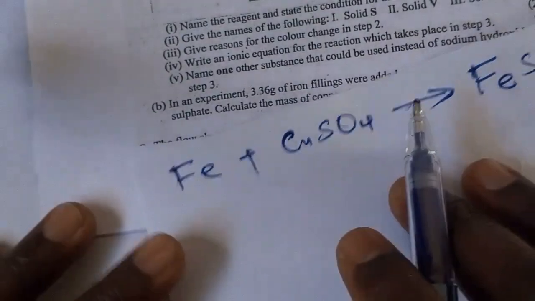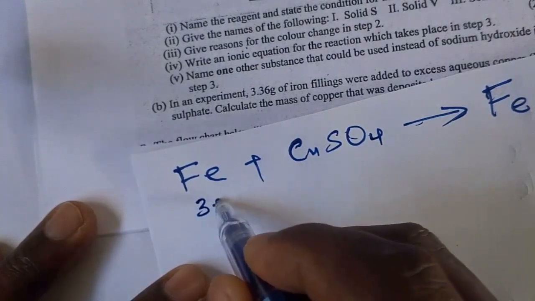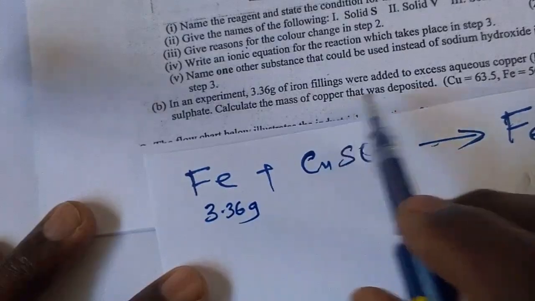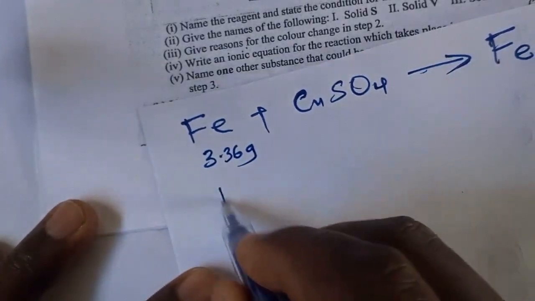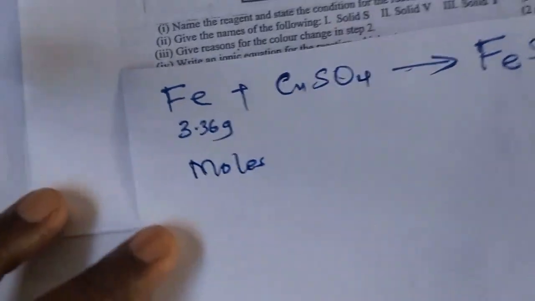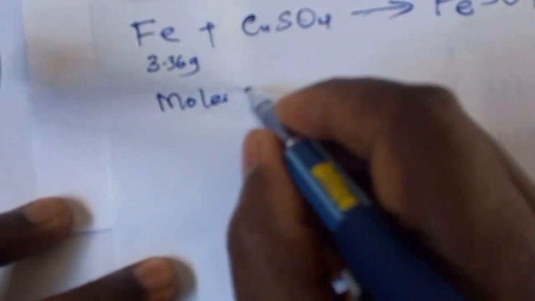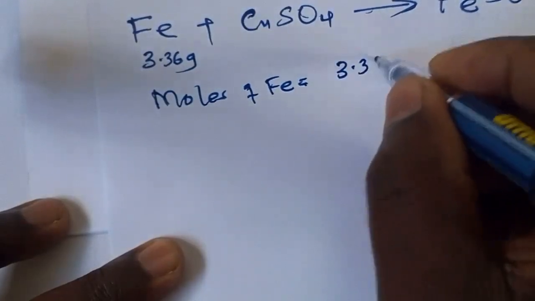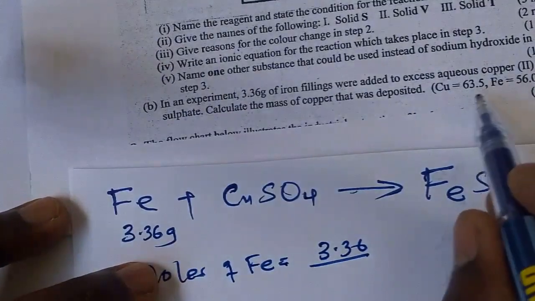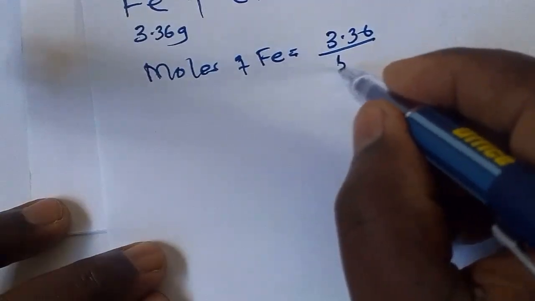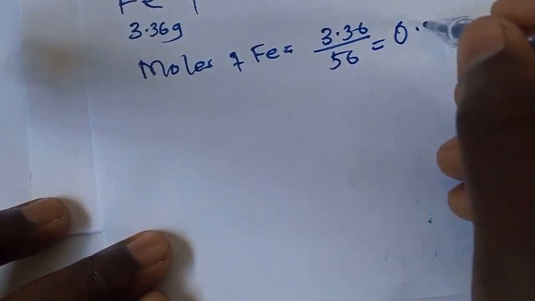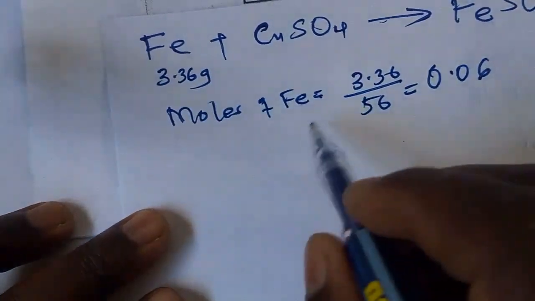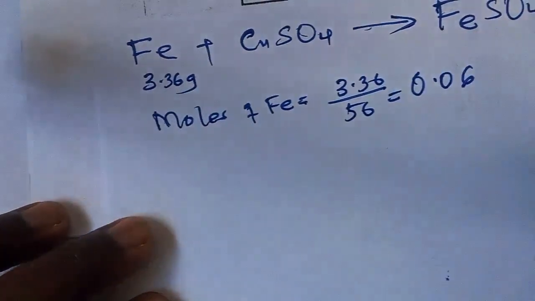Then we were told that 3.36 of iron was added. Now calculate the mass of copper. So first we need to get the moles of iron. So moles of iron is going to be 3.36 divided by the RAM, which is given here, 56. That gives us 0.06. So the mole ratio being 1, 1, 1, 1, it means the number of moles of iron will be equal to the number of moles of copper, right?